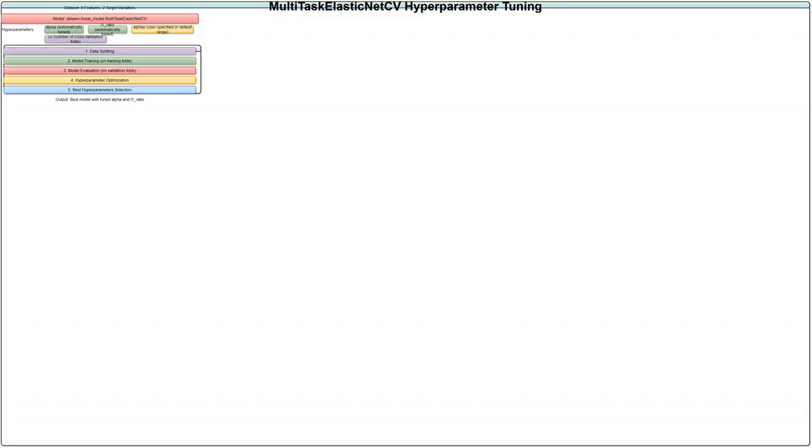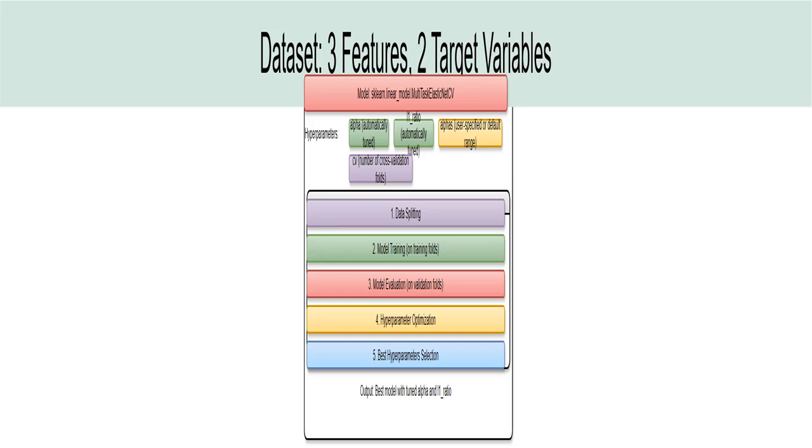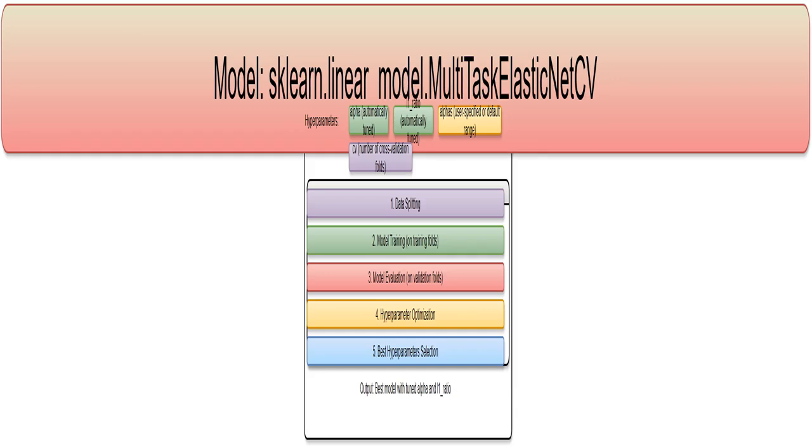I'm using the MultiTaskElasticNetCV model, which means I'm doing a type of regression that can handle multiple outputs simultaneously. The hyperparameter tuning part tells me I'm trying to find the best settings for this model. My data has 3 features, like height, weight, age, that I'm using to predict 2 different things, like blood pressure and heart rate.